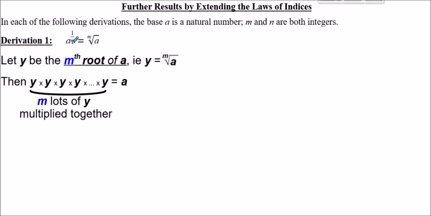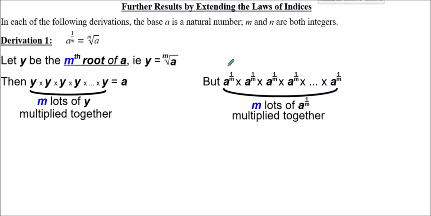But let's think of something else. Let's just think of if we multiplied a to the 1 over m lots of times. In particular, what if we multiplied a to the 1 over m like this, m times in a row? What would that equal? Well, remember, when we've got the same base, we simply add the powers together. So if we've got m lots of this, that would be 1 over m plus 1 over m plus 1 over m, m times. So that would equal a to the power of m over m, because 1 over m times m is m over m. But m over m is obviously just the same as 1, and a to the power 1 is just a.